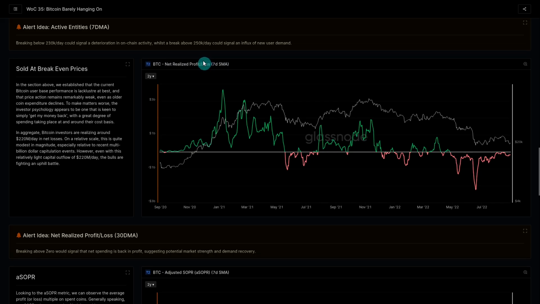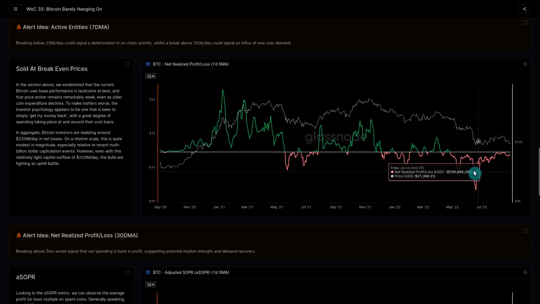This is looking at all the coins that moved on a particular day, were they in profit or loss, and taking the total sum. So if on average all the coins that were moving were in profit, it's going to return a dollar value that is positive. And likewise, and more relevant for us at the moment, these red values are signaling that it's negative. Losses are being realized, and that's showing that there's essentially capital outflow from the system.